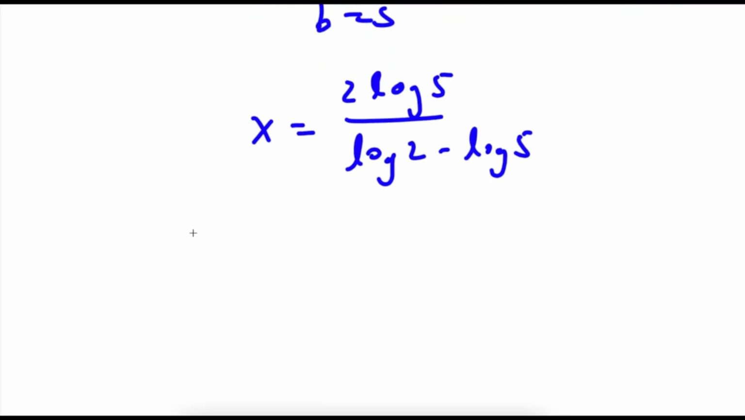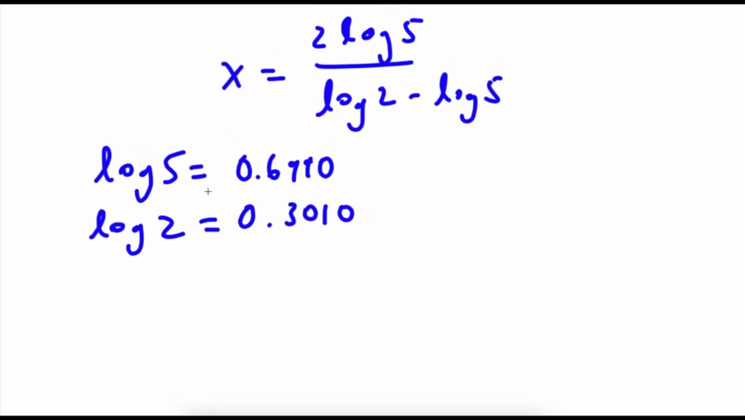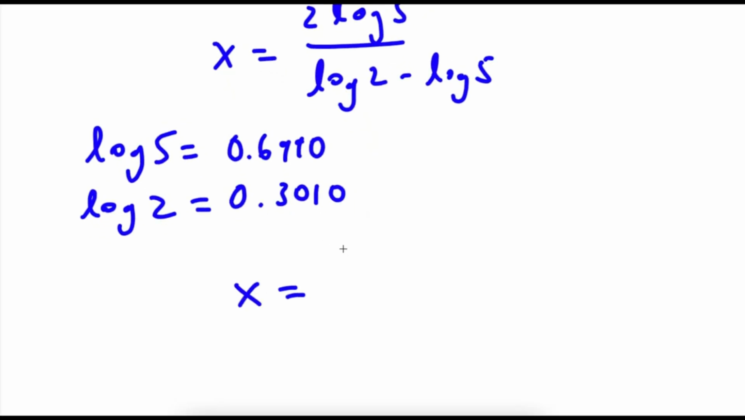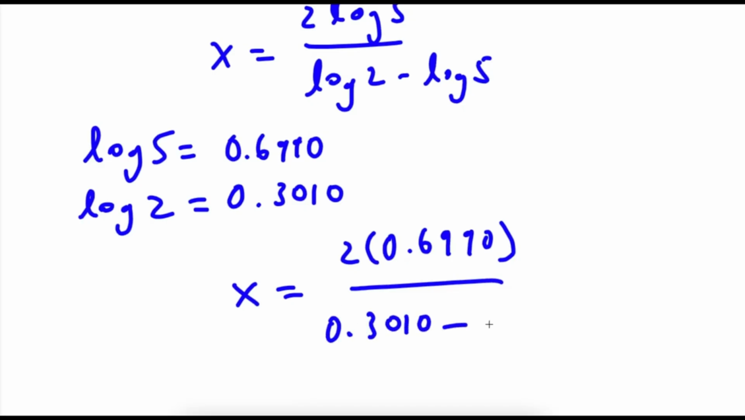Now, log 5 is equal to 0.6990. And log 2 is equal to 0.3010. So now if I substitute these values in for log 5 and log 2, I get x is equal to 2 times 0.6990 over log 2 minus log 5, so 0.3010 minus 0.6990.